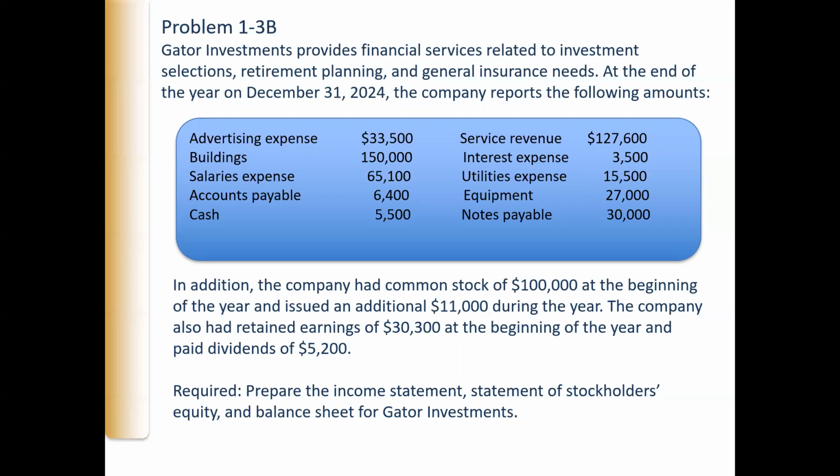So what we need to do is we're going to start by preparing an income statement first. Then we're going to prepare the statement of stockholders' equity. And then we're going to prepare the balance sheet. So guys, I'm going to just have you attempt to prepare the income statement and then the statement of stockholders' equity. And then together we'll prepare the balance sheet. I'm going to give you a couple minutes here.